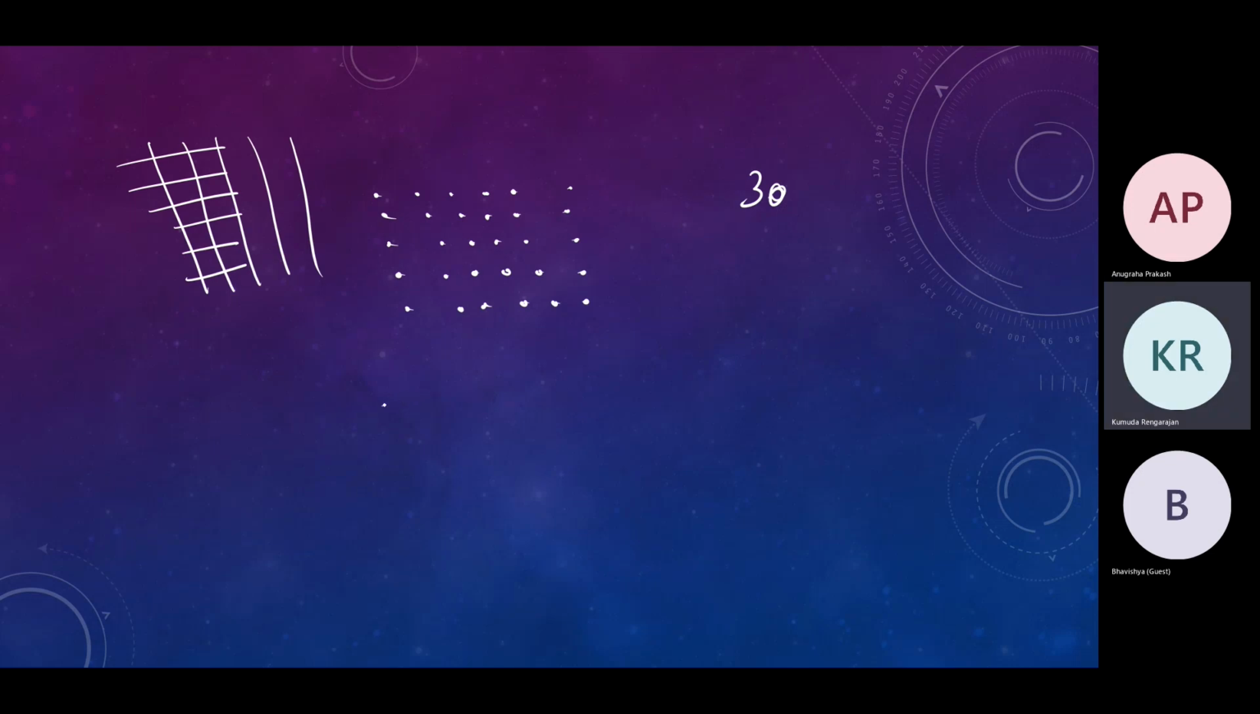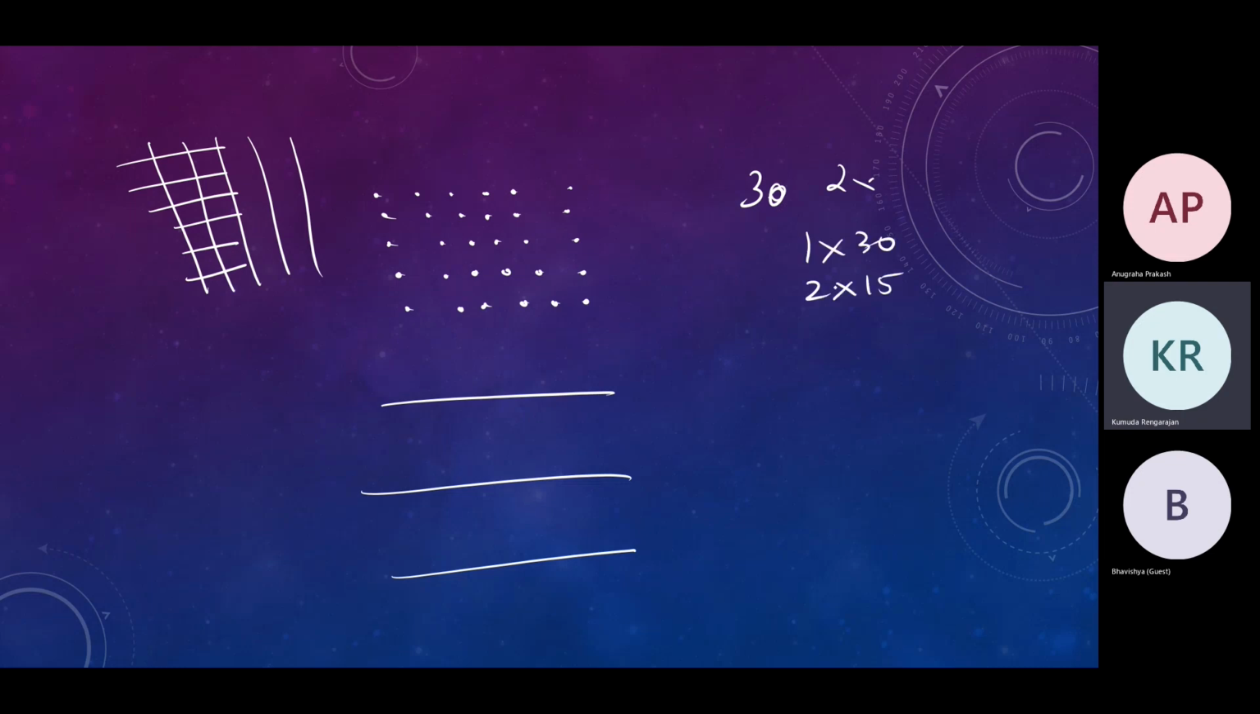Or you can have 3 rows. Because see, you can write 30 in different ways, right? 30 is 1 into 30, 2 into 15. So you can have 2 rows and 15 columns, or 15 rows and 2 columns. 3 into 10 is 30: 3 rows, 10 columns, or 10 rows and 3 columns. 5 into 6 is 30, 6 into 5 is 30. So like this, if you have to arrange the students to form a rectangle, it is possible in different ways. You can choose to have a different number of rows and columns.